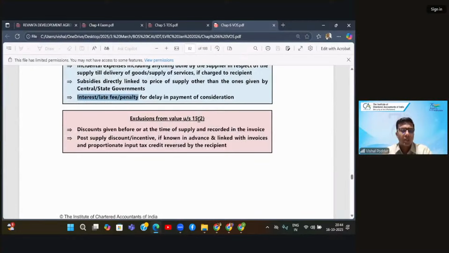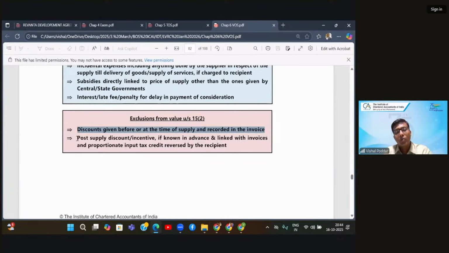What is to be excluded? Here we have to make a small correction. It is not 15.2, it is 15.3. What is to be reduced from the supply? Only one thing is to be reduced, that is discount. Now in discount, there are two possibilities. First, the discount is given at the time of supply, means on the face of the invoice itself, the discount is reduced. The law says we will also reduce it, means you don't have to pay GST on the discount portion.